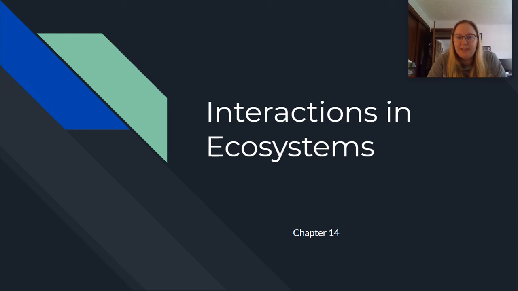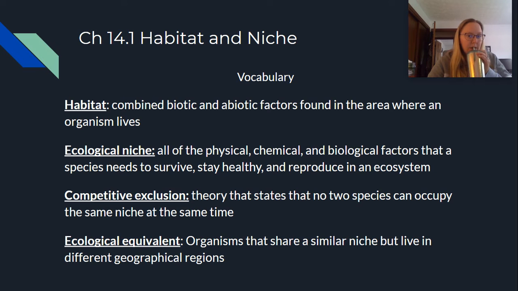So chapter 14 is all about the interactions that are in ecosystems and how they impact the ecosystems. First we have to look at the difference between habitat, where an organism lives, and its niche. A habitat combines all of the living and non-living, or biotic and abiotic, factors found in the area where the organism lives. Think like the tree. A tree is a habitat. Organisms live in it. It involves living and non-living factors.